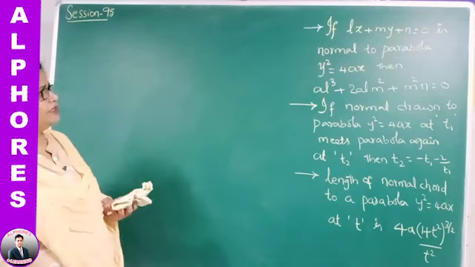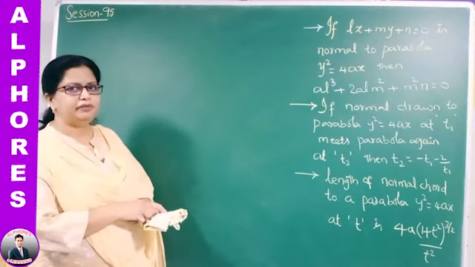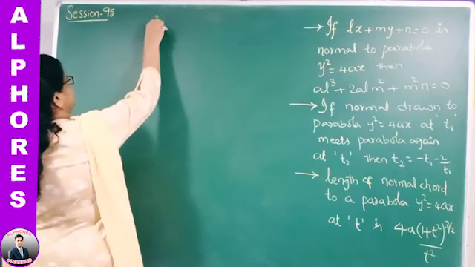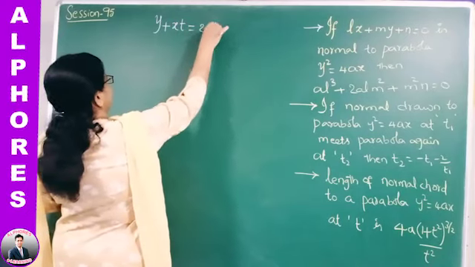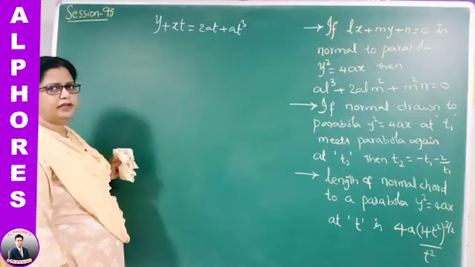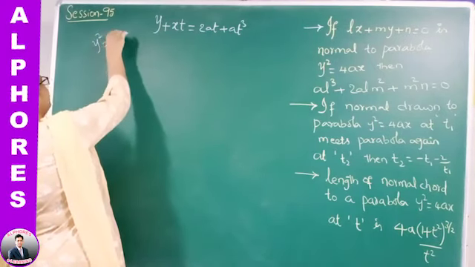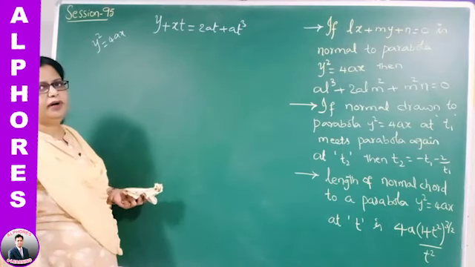In previous sessions we started the concept of normal. What about the equation of normal? So what is the equation of normal, students? It is y plus xt equal to 2at plus at cube, and this is exclusively for the parabola y square equal to 4ax, the standard form. We have observed this is the equation of normal drawn at the point t.